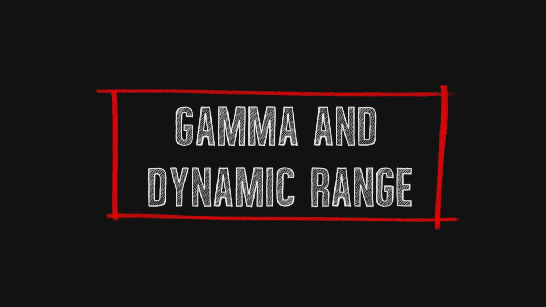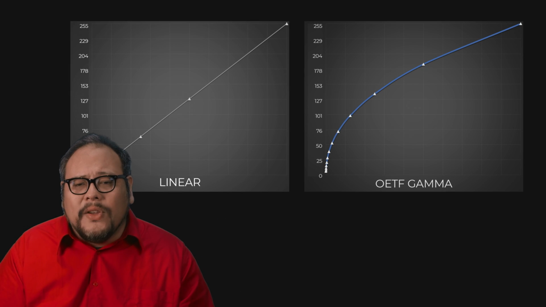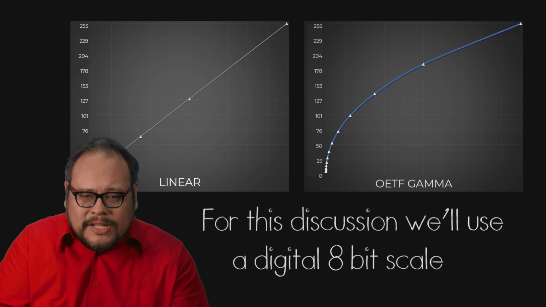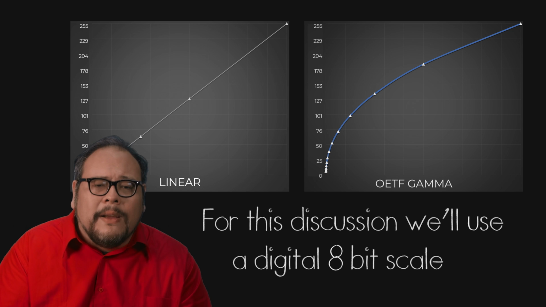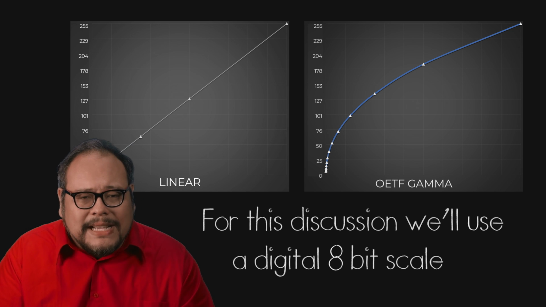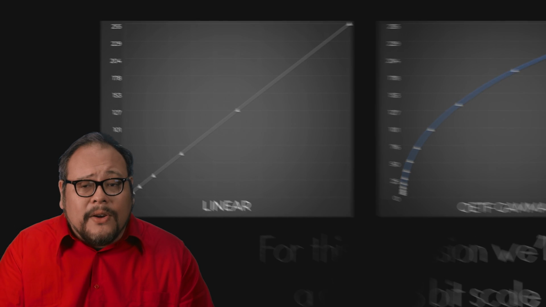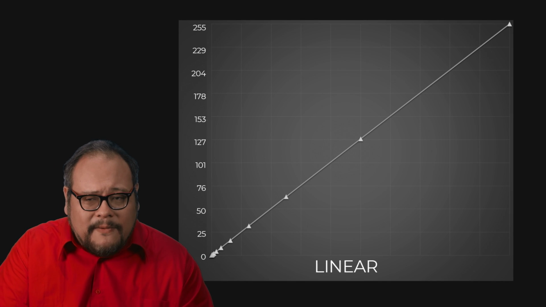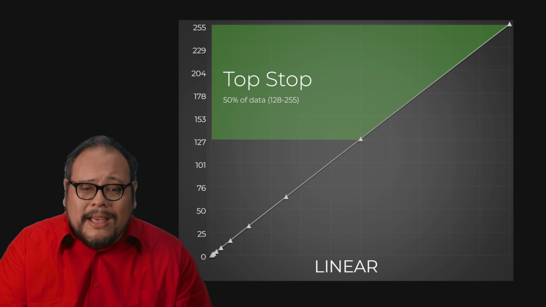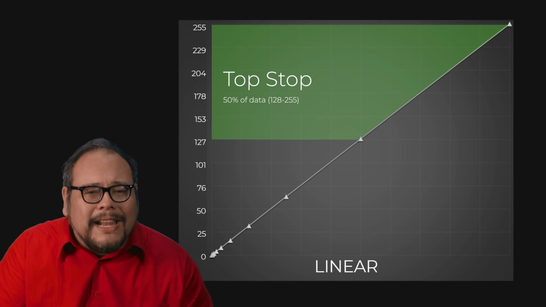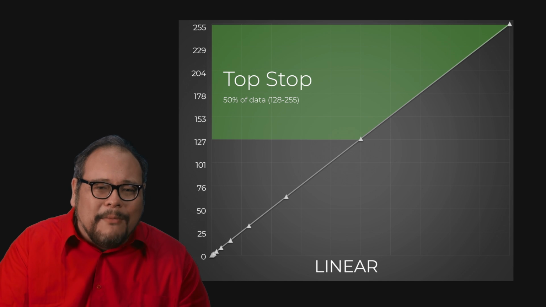Let's compare the linear curve with the OETF curve using standard gamma. I've notched out the stops on each of these curves. Without getting into what IRE and voltage are, let's just talk about it as a digital scale using 8 bits. That's 8 binary bits for a total of 256 possible values from 0 to 255. In the linear curve, notice that the top stop takes up 50% of our range. That means values between 128 and 255 are all dedicated to defining the brightest stop our camera can handle.